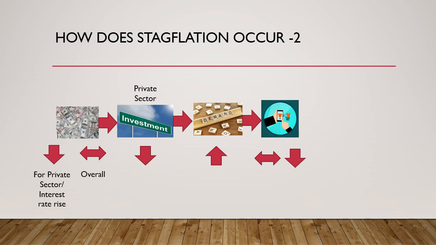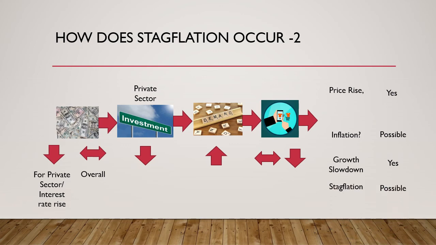The overall credit in the economy is either the same or slightly increases. Demand is increasing, but the supply in the economy is most likely coming down due to the lack of private sector investments. And hence, there's price rise in the economy. Inflation is possibly rising in the economy. Growth is certainly coming down because of lack of supply in the economy, new supply in the economy, and employment opportunities. And so, stagflation is hitting the economy. So we have seen two scenarios where stagflation is occurring in the economy.